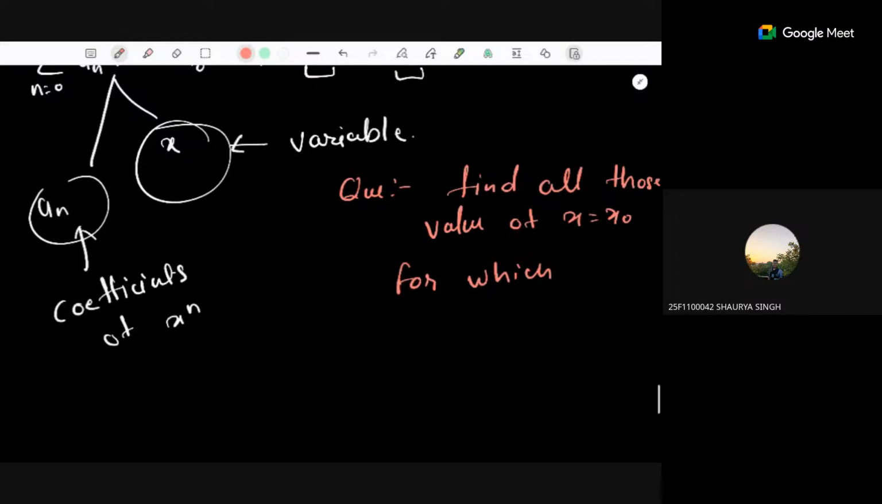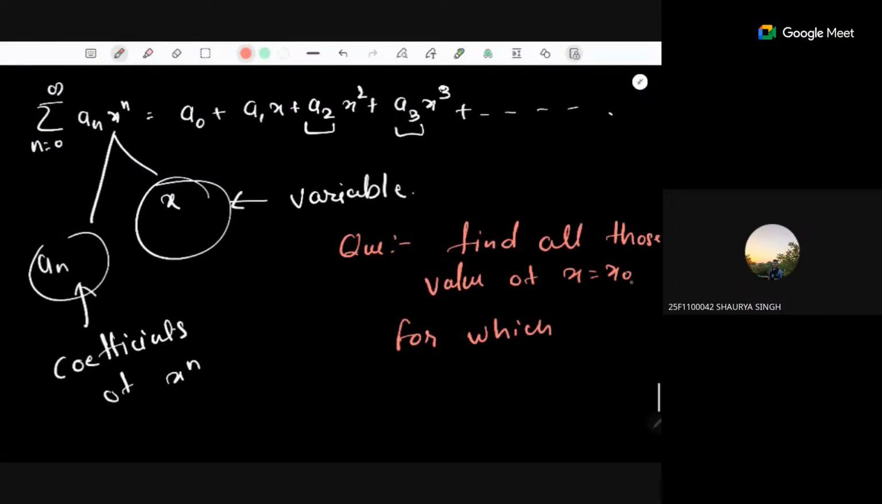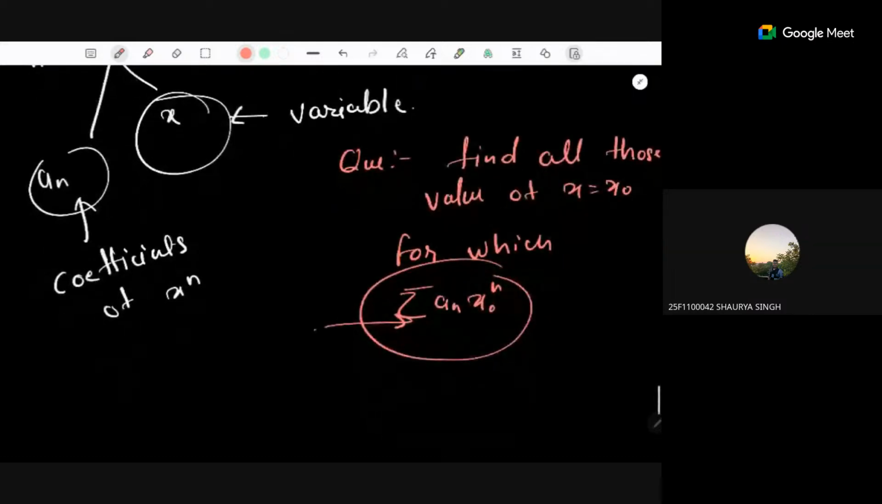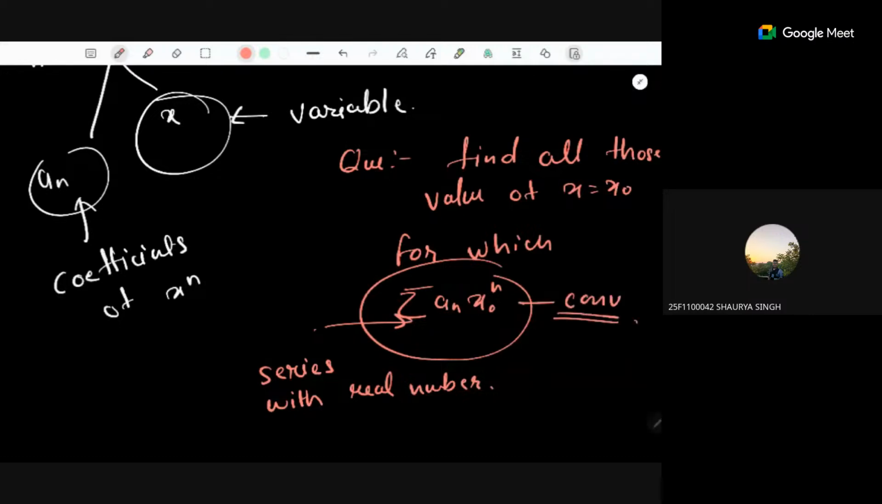So get back to here. We need to find all those values of x for which the series summation a_n, if you substitute these values in your power series, you'll get a_n x_0 to the power n. This is our general series, meaning a series with real numbers. And we know how we can find the convergence or divergence of the series. So in a power series, we need to find all those values of x for which, if you substitute them in your power series, you will get a convergent series. This is the question we need to solve.